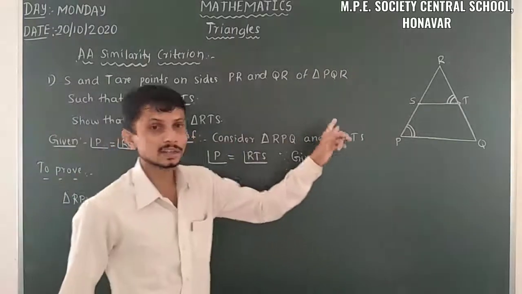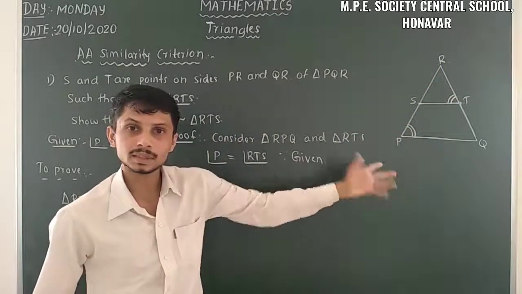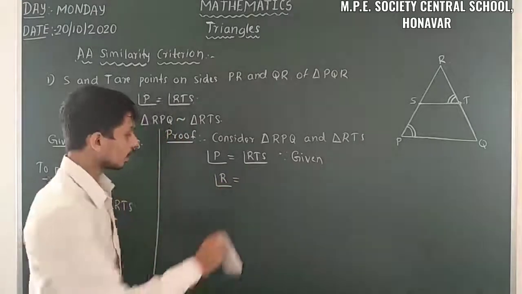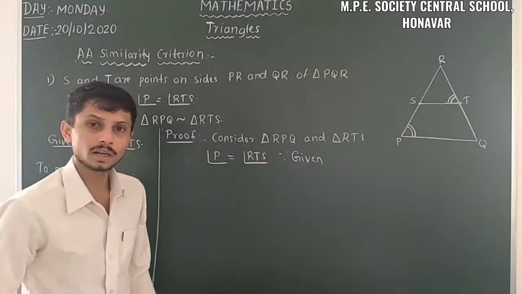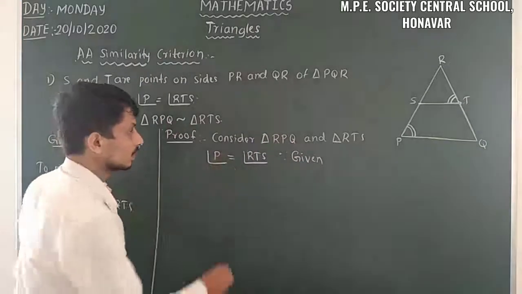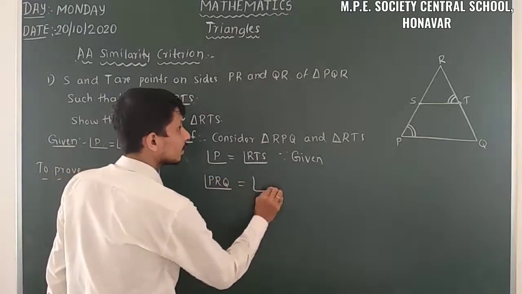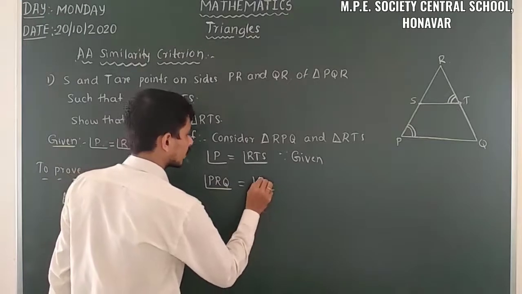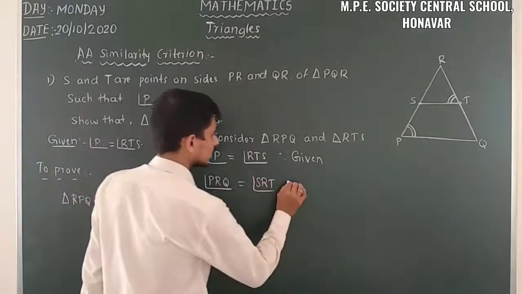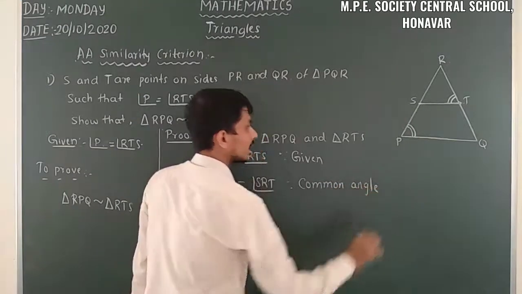Then look at angle R. The complete angle R is common for both triangles, so obviously angle R is equal to angle R. Better to write it completely, because that common angle belongs to different triangles. So I will write angle PRQ is equal to angle SRT, because it is a common angle for both.